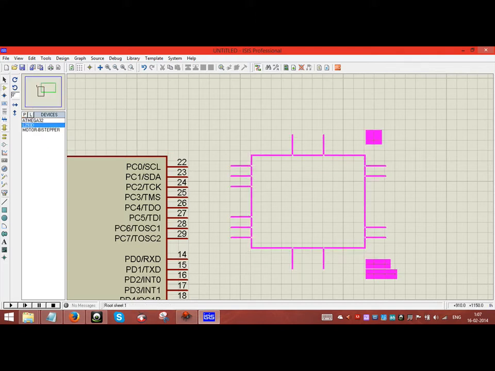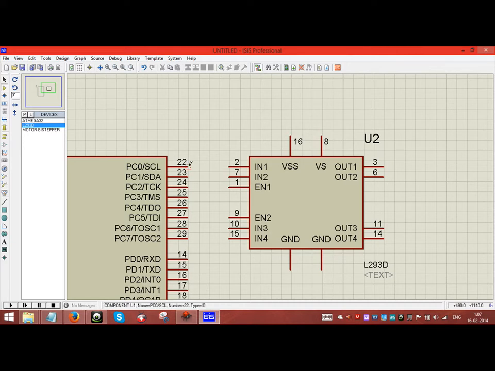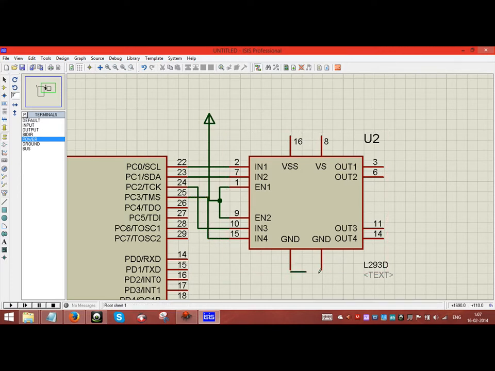So I'll have an L293D IC, and both the enables will be connected to the power supply. I will connect this to ground.